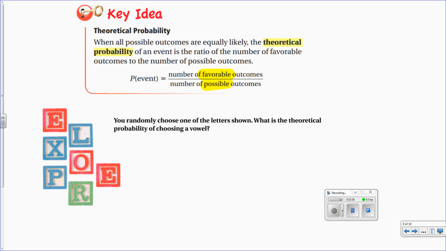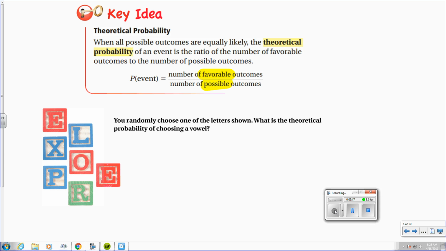Alright, so that was experimental probability. Now we're going to look at theoretical probability. This is what should happen in theory when you're actually working things out without experimenting. So when all the possible outcomes are equally likely, the theoretical probability of an event is the number of favorable outcomes out of the possible. So here you have some blocks. They're not colored on your paper, so look up here if color matters.